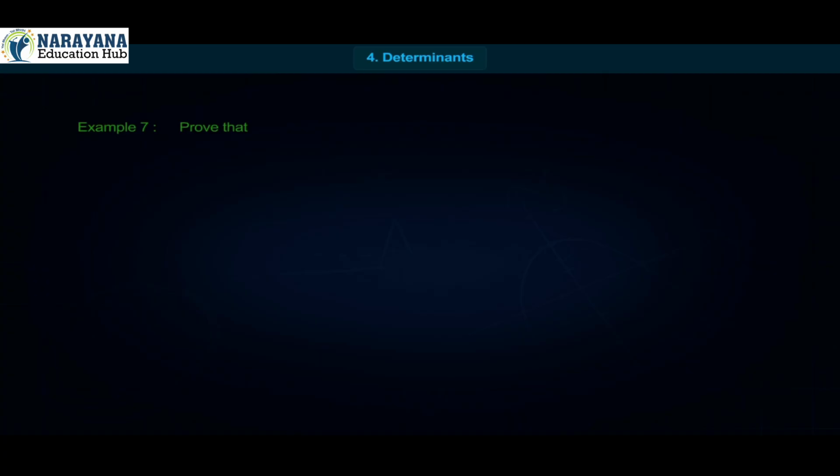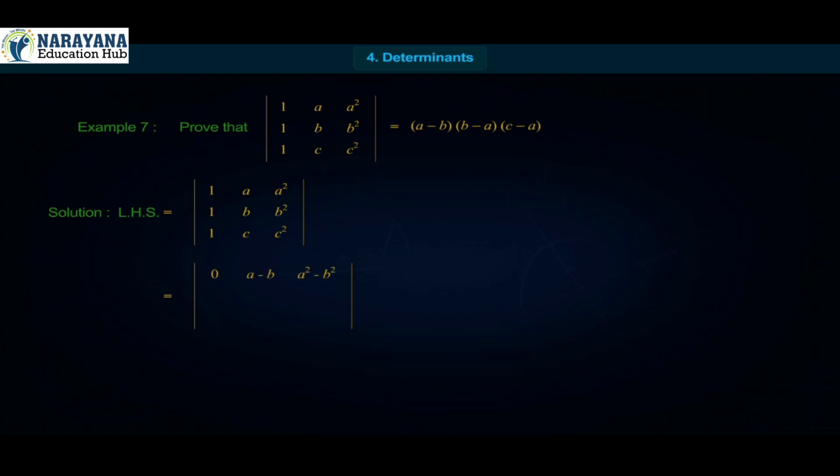Example 7. Prove that the determinant 1 a square, 1 b square, 1 c square is equal to a minus b into b minus c into c minus a. Solution: left hand side is equal to the determinant 1 a square, 1 b square, 1 c square, which is equal to the determinant 0, a minus b, a square minus b square, 1 b square, 1 c square.